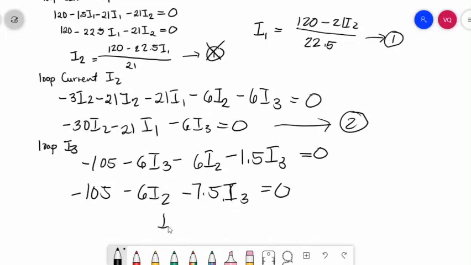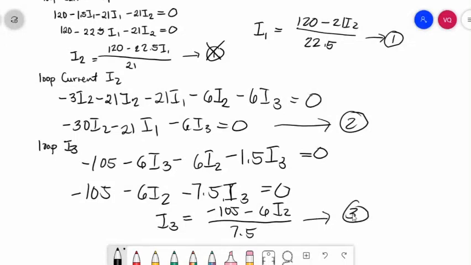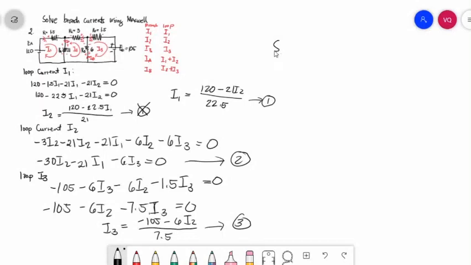I3 is equal to, in our loop current I3, negative 105 minus 6 I2 divided by 7.5. This is our equation 3. So, we will substitute equation 1 and 3 in 2. Substitute 1 and 3 in 2.